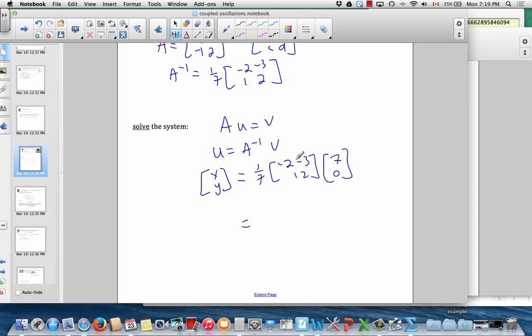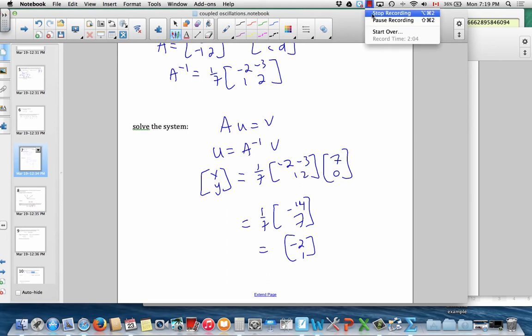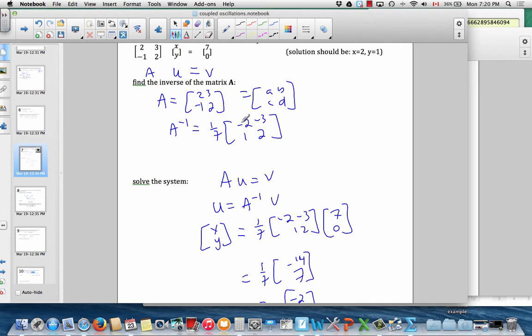So multiplying across the top, we get negative 14 and 0. And then multiplying across the bottom, we get 7. Then dividing by 7, we get negative 2, 1, which is exactly the solution to the system. Sorry, a little mistake there. Yes, this should have been just positive 2.